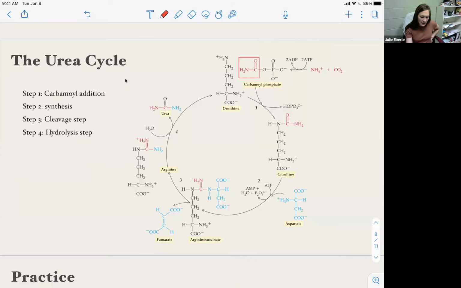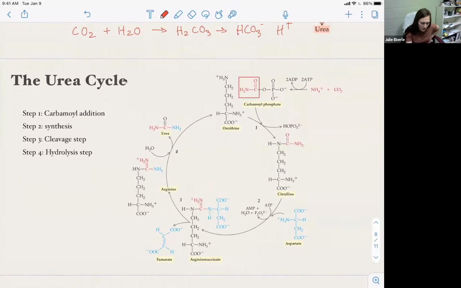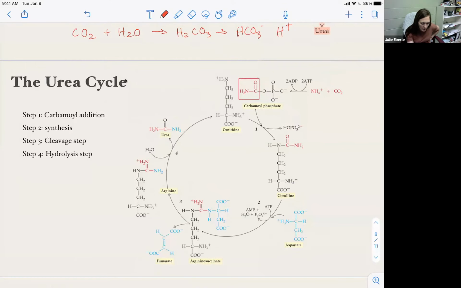Okay, so the urea cycle is right here. So we're going to start up at the top. There's 4 steps. We've got the carbamoyl addition as the first step. So just like the citric acid cycle, this is a circular or closed pathway. I don't need you to know the enzymes for all of this, but I do want you to track where the nitrogens come from and where they go. That's the whole point of this, we're seeing what happens to nitrogen.